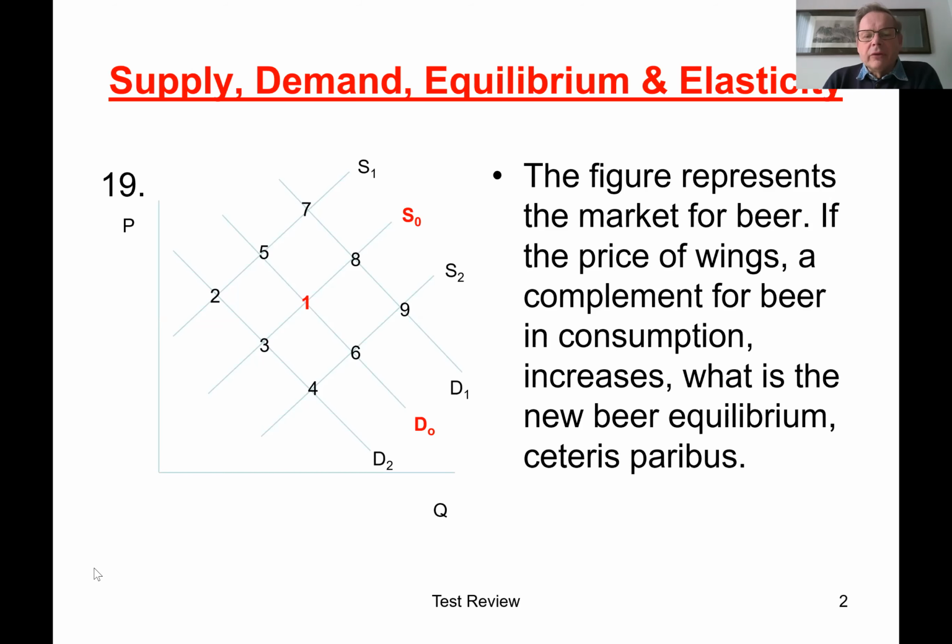The original demand curve is D0. The original supply curve is S0. So we're going to move down the supply curve from 1 to 3. The demand curve is going to shift from D0 to D2.